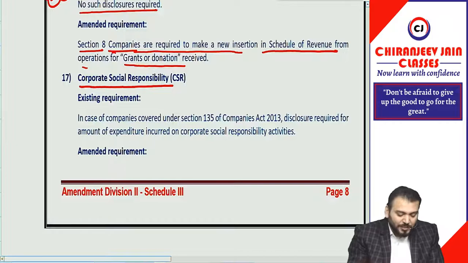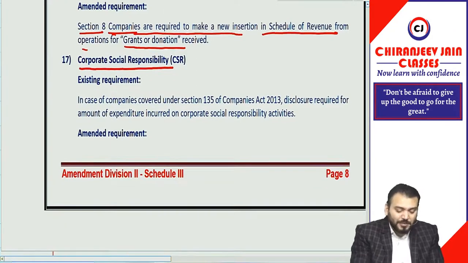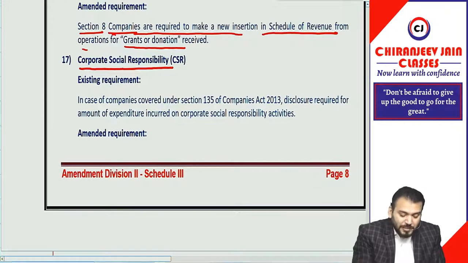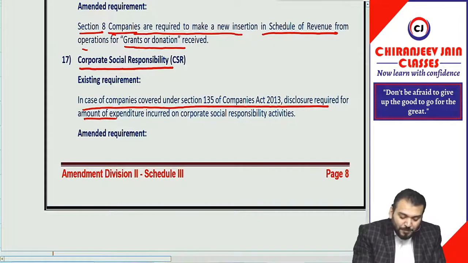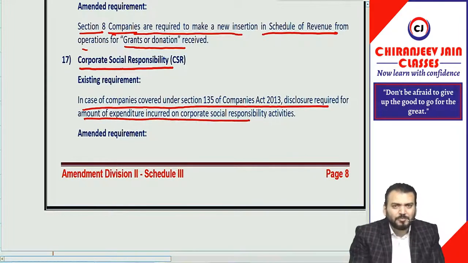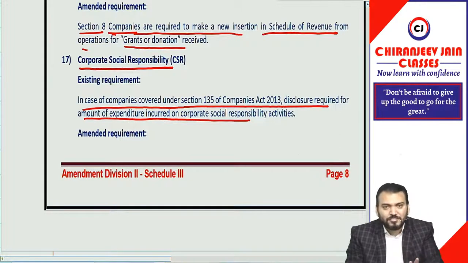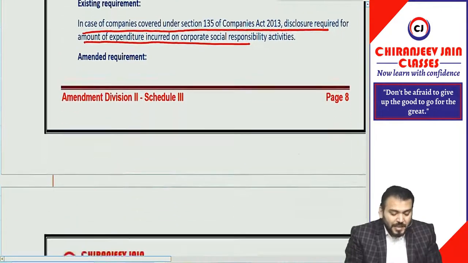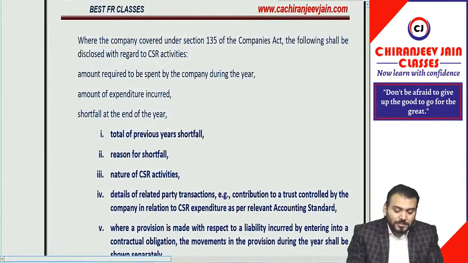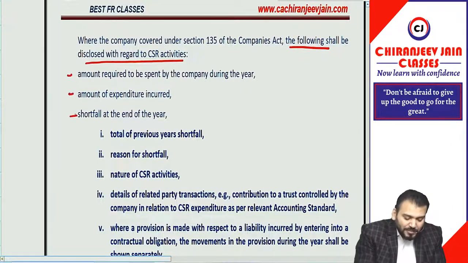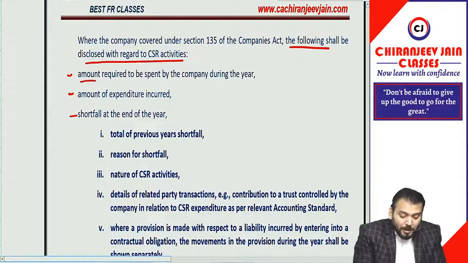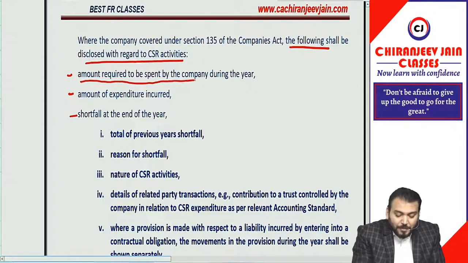Then CSR, corporate social responsibility. As per the previous requirement, in case of companies covered under Section 135 of the Companies Act 2013, we used to disclose only the amount of expenditure incurred on CSR activities. But now they require the following disclosures with regard to CSR activities. This is point number one. There's some misprinting. Amount required to be spent by the company during the year.